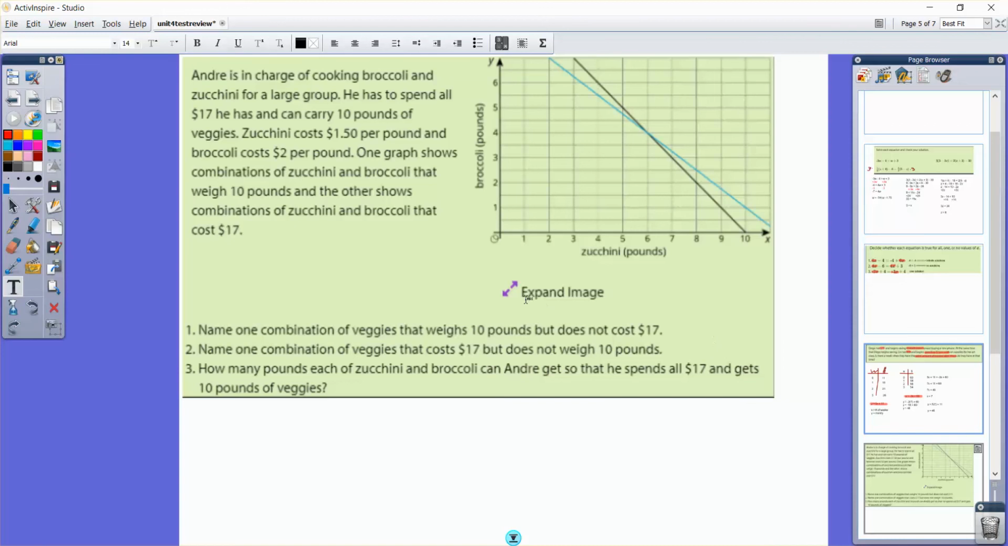All right, so for this particular question, we have a graph that goes with it. We have zucchini on the x-axis and broccoli on the y-axis, and both of those quantities are in pounds. So let's talk about what we got here.